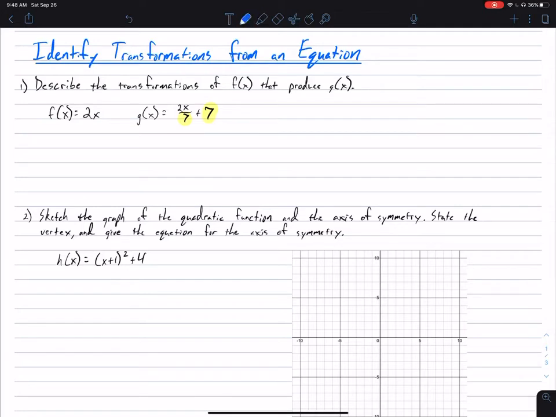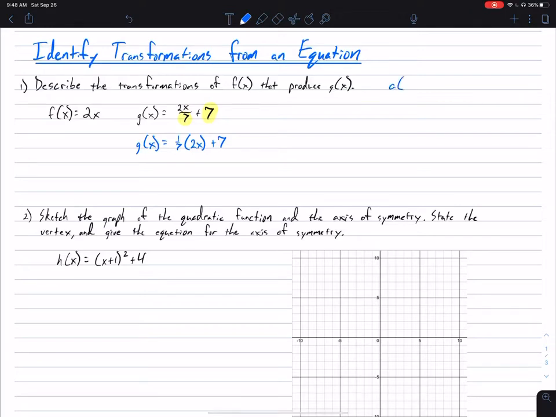So I'm going to rewrite this. I don't like the form it's in. Instead of dividing by 7, I'm going to bring that outside as multiplying by 1/7, and then I can keep that plus 7. So from here, I can figure out what my transformations are.